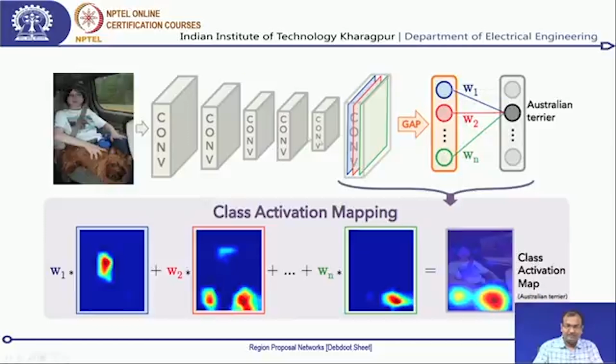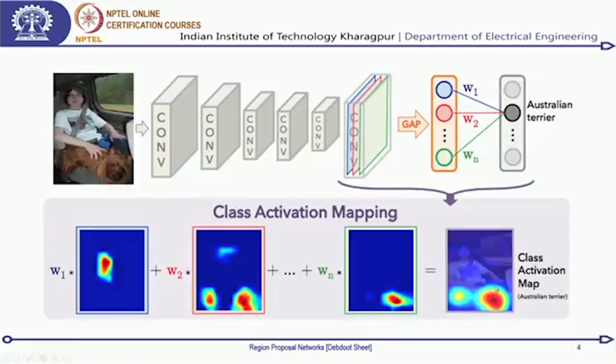Now, in either of these cases, what you can do is weigh down each of these activation maps which come out over here, which is the result of convolution. So, there will be n number of convolution kernels and each of them is going to produce one 2D map. Now, if you weigh each of these 2D maps with these weights and then combine them, then for a particular classification problem, say this is for an Australian terrier, you find out what region of the image it is going to look at.